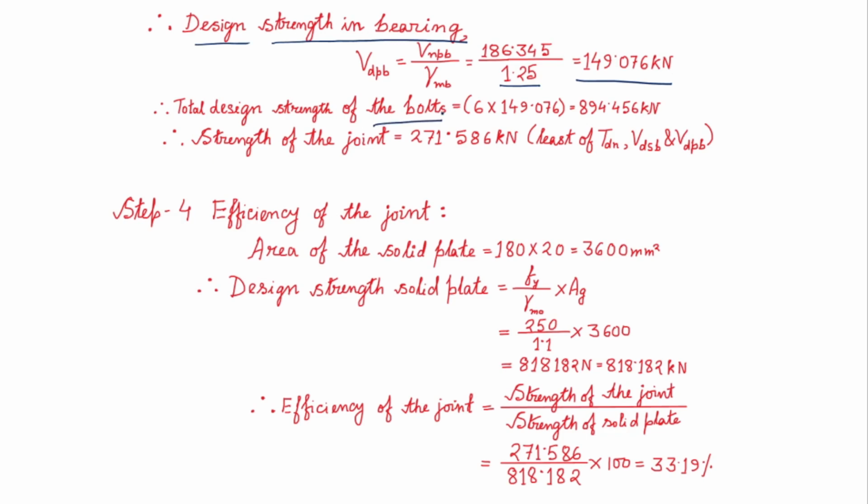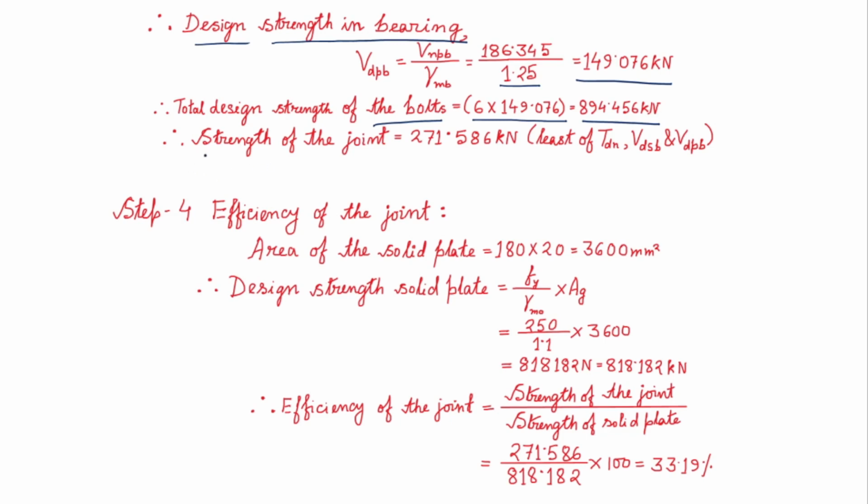This is the total design strength of one bolt. As we had 6 bolts, we have to multiply the value of 149.076 by 6. So it comes out as 894.456 kilonewton. This is the design strength of the bolts in bearing.